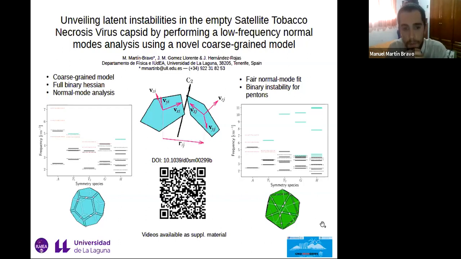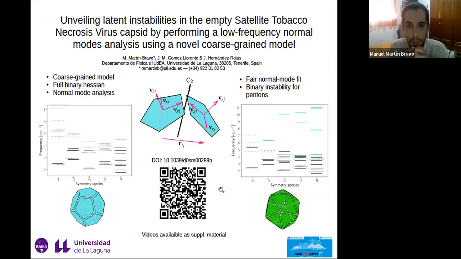and his thesis. Despite the Teichmann thesis and his paper being an atomistic calculation, we have been able to fairly reproduce the normal modes with a fit of about 5% of error. But here is the surprise. Do you remember what we were talking about, the full geometries? Well, we have found that for pentons, that is the dodecahedron, we have a latent instability. We don't have a minimum for the binary interaction.